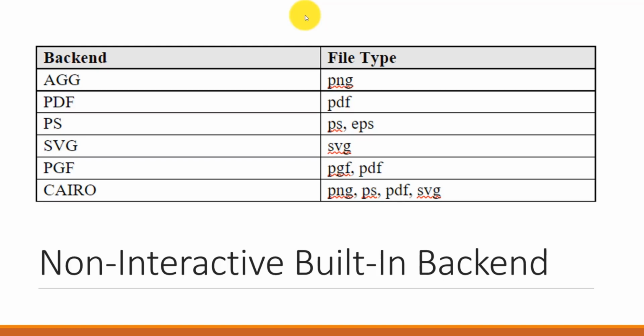The next one is PS, and it saves the file in the format PS and EPS. Another is SVG, and it saves the file in SVG format. The next one is PGF, and it saves the file in PGF or PDF format. And the last one is Cairo, and it saves the file in PNG, PS and PDF as well as in the SVG format. So these are some non-interactive built-in backends.